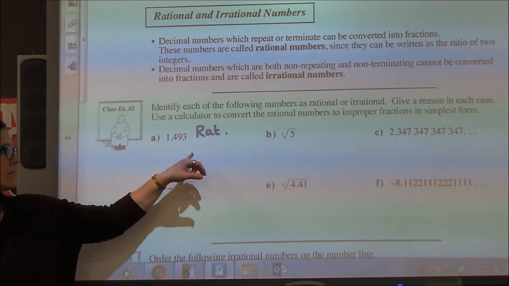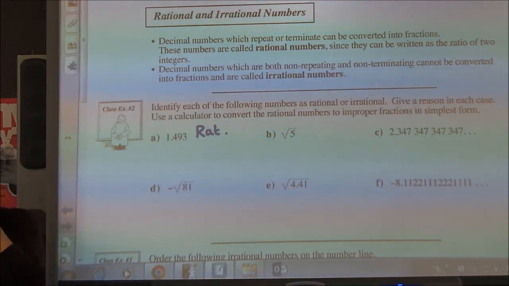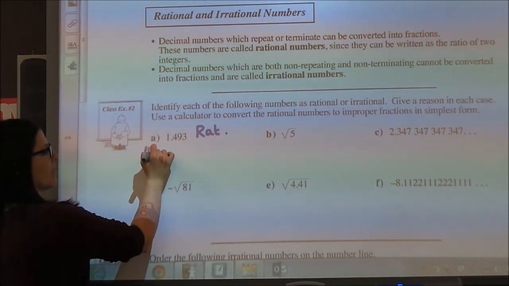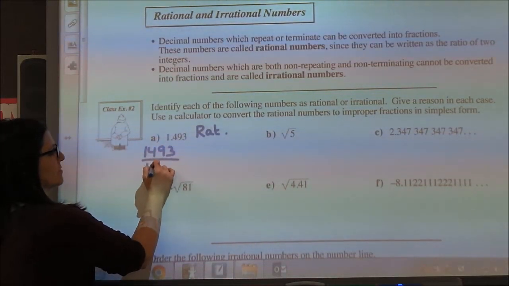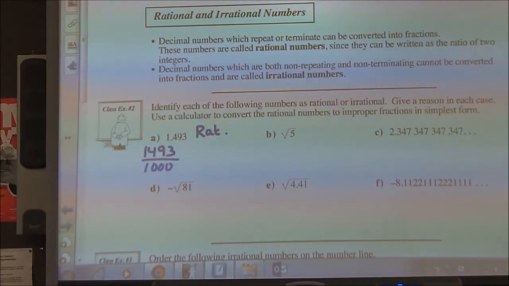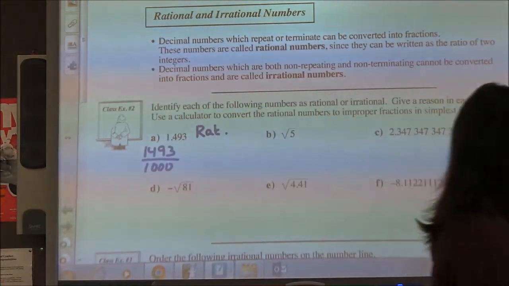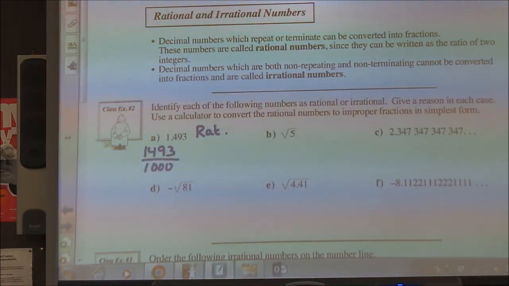Place value. What place value is the 3? Thousandths. So this would become 1493 over 1,000. And then I would look to see whether or not I could simplify that fraction. Right now I can't. 1,000 I know I can divide by 2s, by 5s, by 10s, by 100s, 25s. None of those numbers can I divide 1493 by. That is its simplest form.